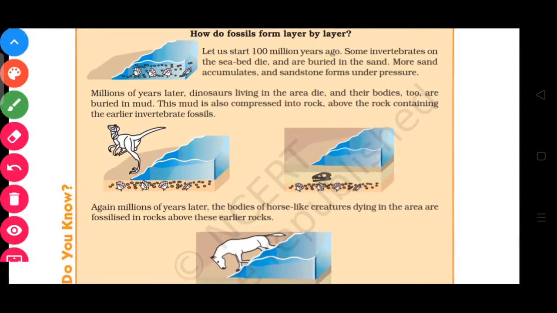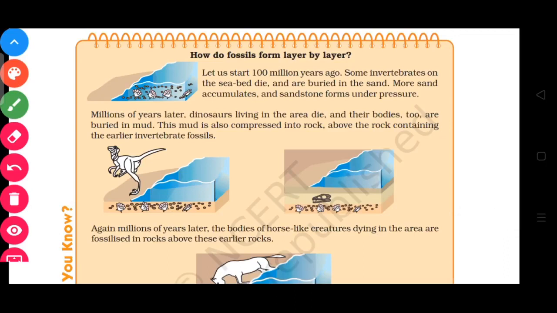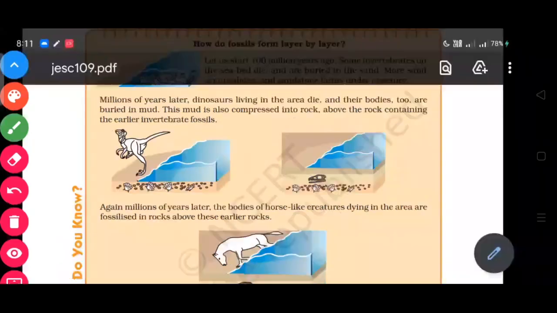The first one is by digging deeper. If a fossil is found very far below the ground, then you may know that that organism was very old. And if a fossil was found not very deep in the ground, then the organism is not that old.